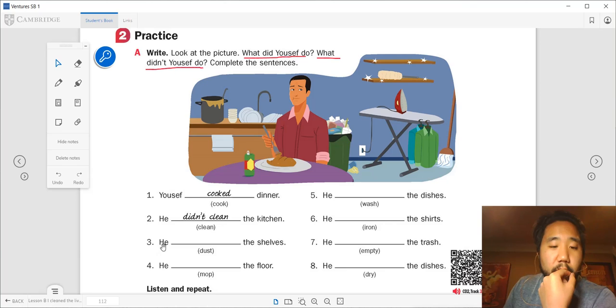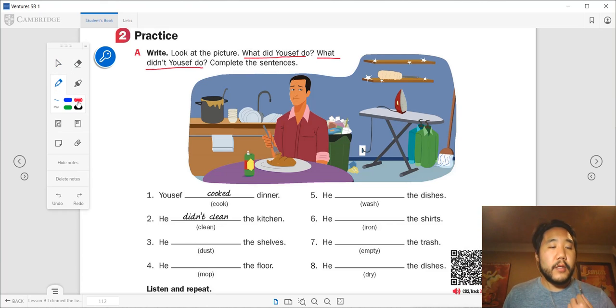So in number 3, he blanked the shelves. The shelves are very clean. So we can say, remember, we're talking about what he did in the past. So we have to add ed to the verb. So here it will be dusted.